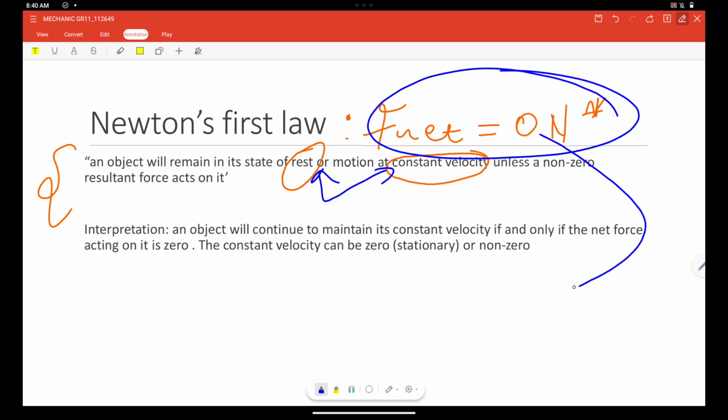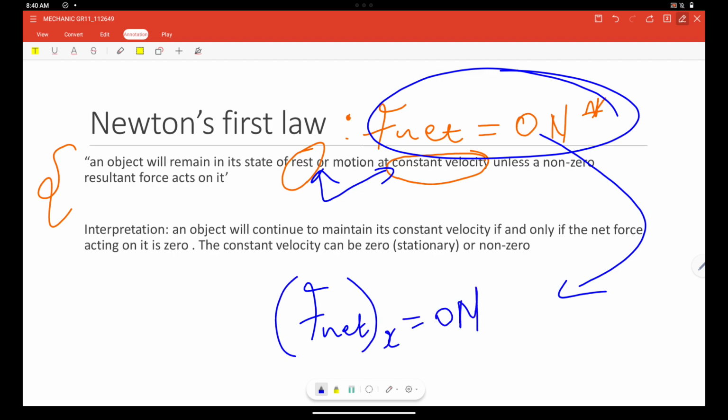And in the previous video where we spoke about equilibrium, we have seen that for this statement to be true, the sum of the forces along the x direction needs to be equal to 0 Newton, and the sum of the forces along the y direction also needs to be equal to 0 Newton. Remember, F net means sum of forces. And I want us to apply this Newton's first law of motion to solve problems.